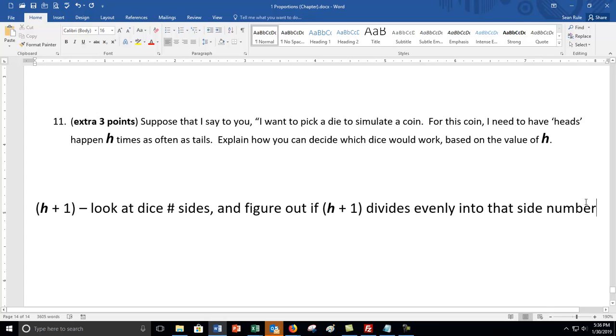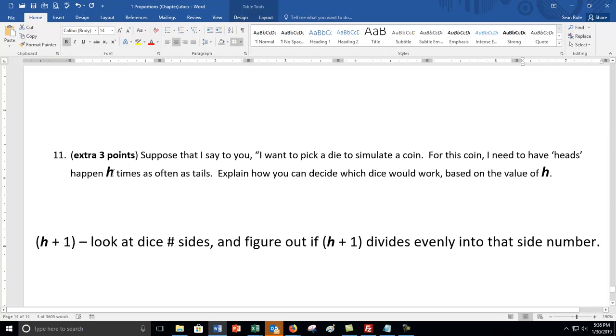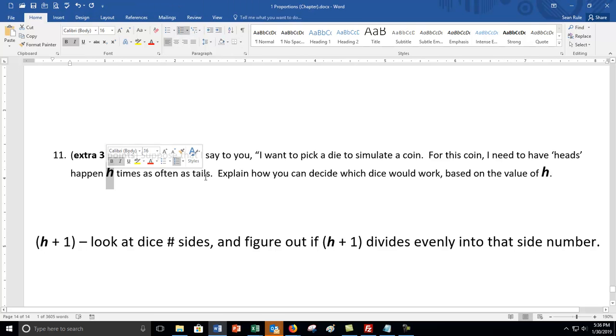So I'll just give you an example. Based on our numbers up here. Suppose you wanted a die that showed up heads 19 times as often as tails. So that means H would be 19. So you take 19, add 1 to it for the tails. That's 19 plus 1 is 20. Divide 20 into all these numbers and say to yourself, which one does it divide evenly into? Oh, only this one.